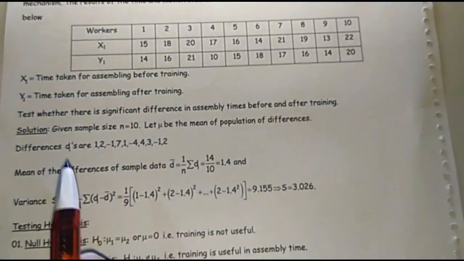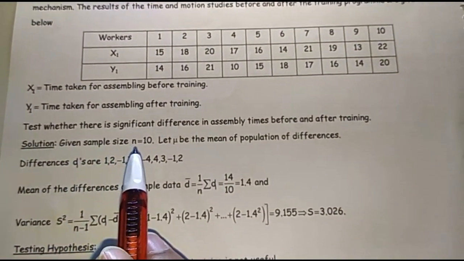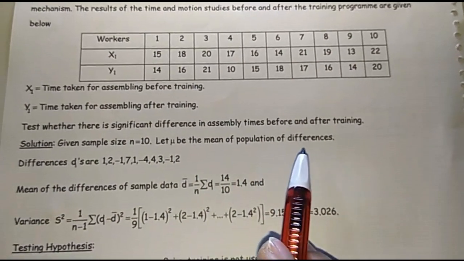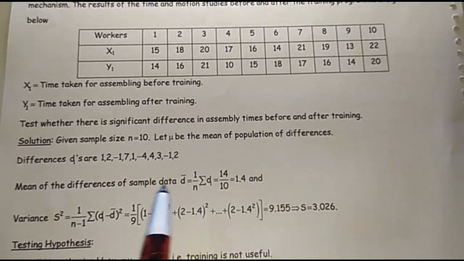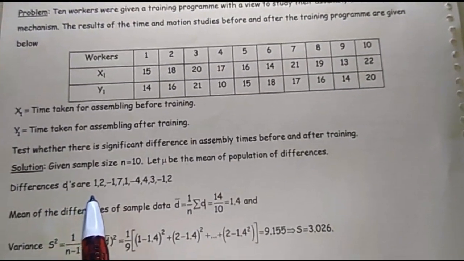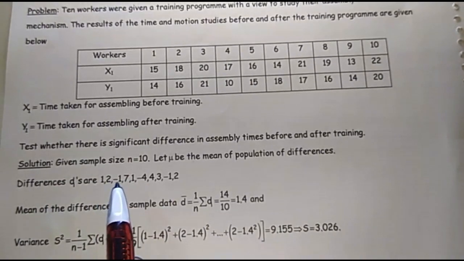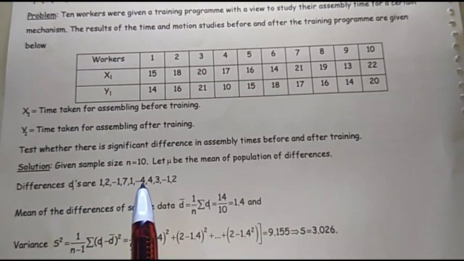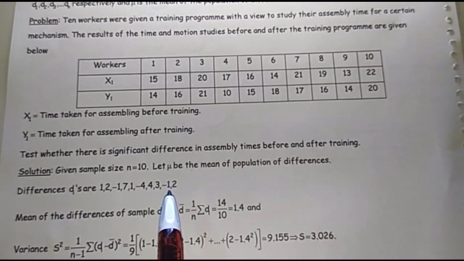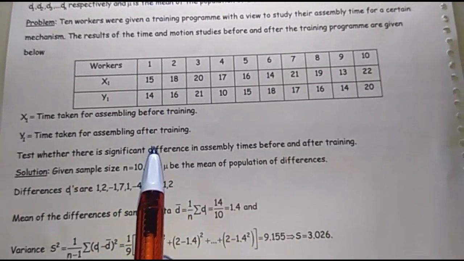Now coming to the solution of this problem. Given size of the sample n equals 10, let mu be the mean of the population of differences. Now evaluating the differences, the di's are 1, 2, minus 1, 7, 1, minus 4, 4, 3, minus 1, 2, where di is either xi minus yi or yi minus xi.